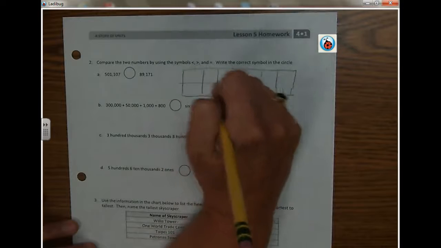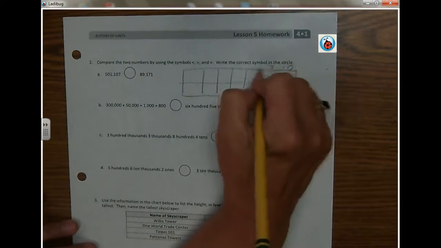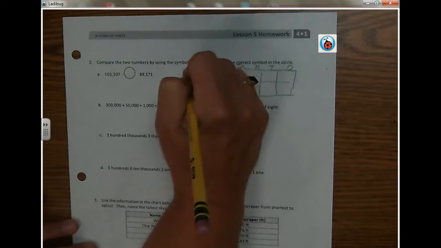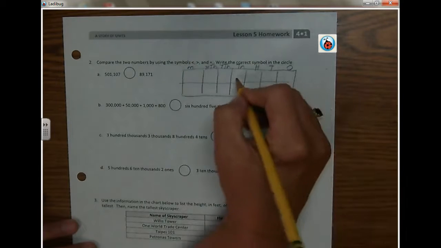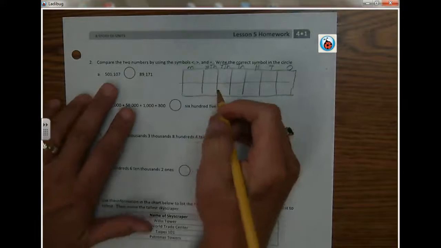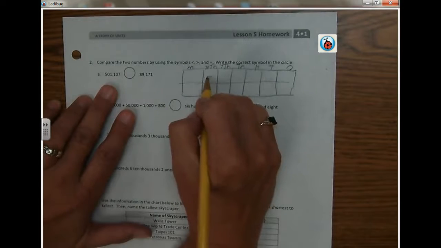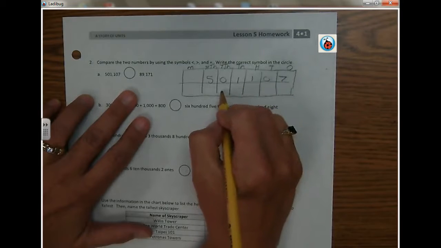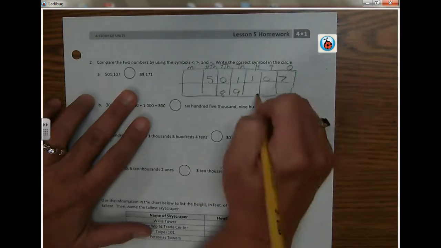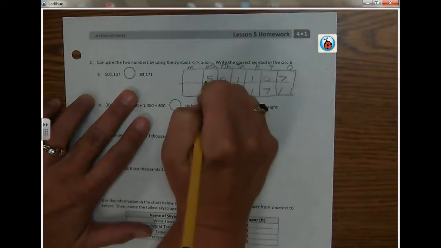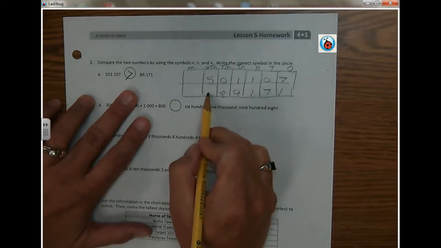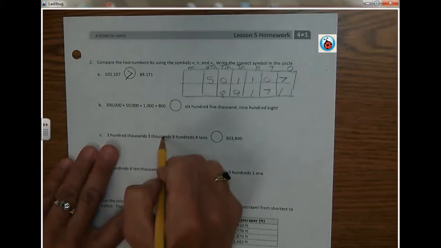Okay, so this is ones, tens, hundreds, thousands, 10,000s, 100,000s, millions. So 501,107 starts in the 100,000s column. The next one is 89,171, so that starts in the 10,000s column. Obviously, this one's bigger because there's 500,000s here and 0 here.